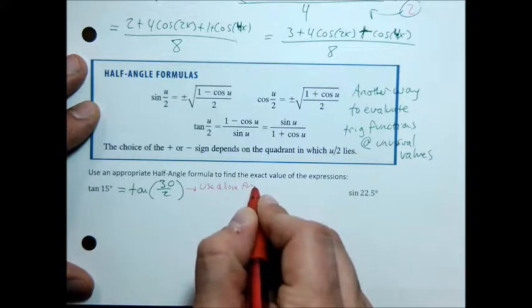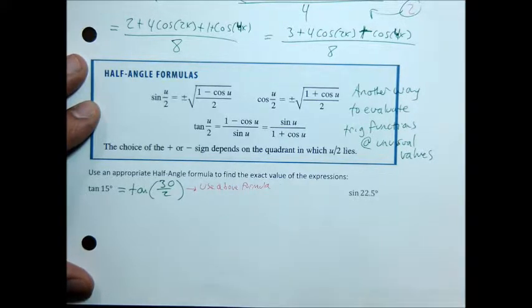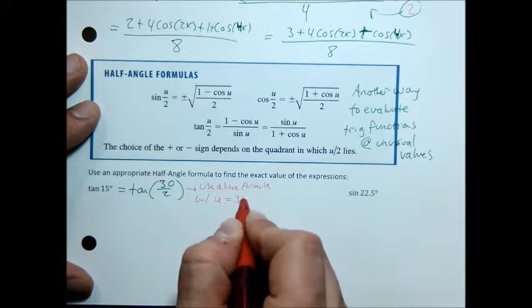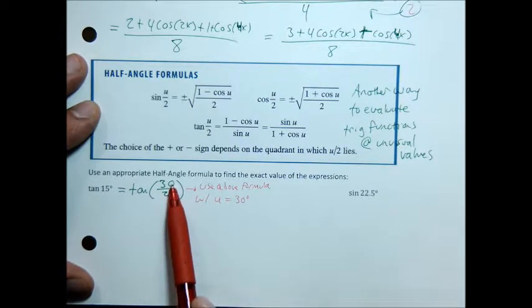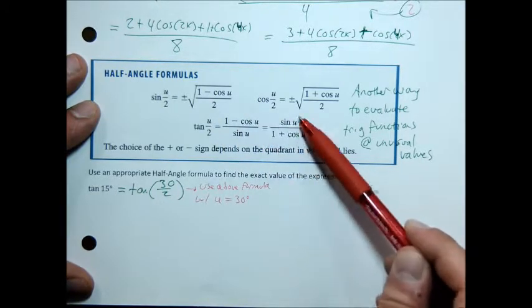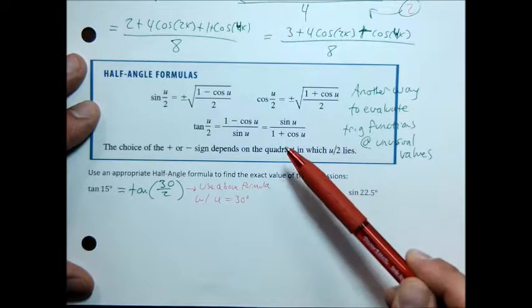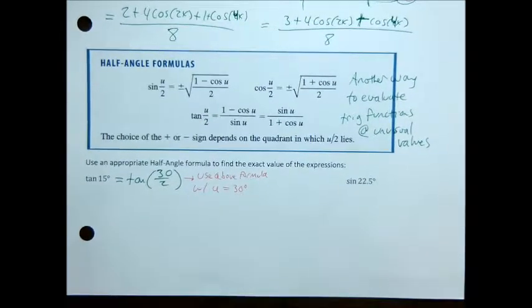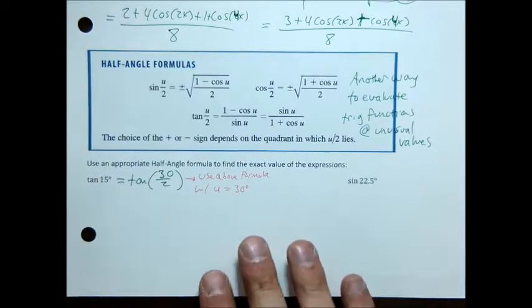People oftentimes have a hard time recognizing what u is. So in this case, u is 30 degrees. U is in the numerator, and so u is 30 in all these equations, and we know 30 degrees on the unit circle. Are there questions about the idea? We'll obviously finish this one, but how that works? Why u is 30?